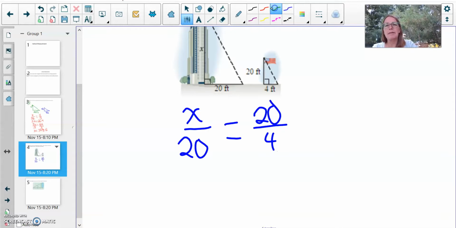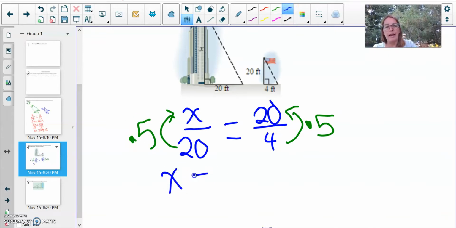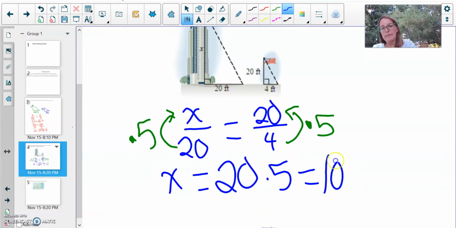In this case, I'm going to do a scale factor going from the bottom to the top. So to go from 4 to 20, I would multiply by 5. So doing that in my first ratio, multiply by 5, I get x equals 20 times 5, which would be 100 feet.